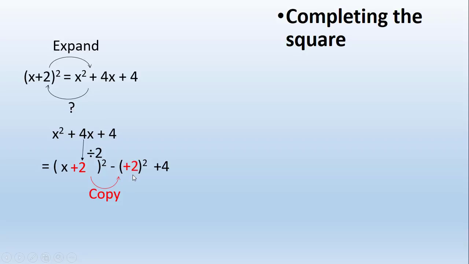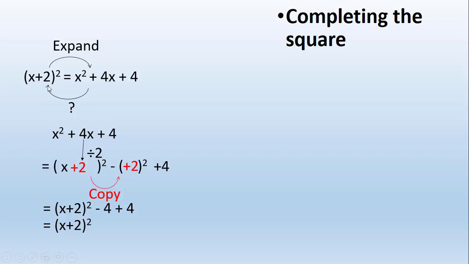Then what you need to do next is just expand the bracket. This bracket you leave. Then you just expand all the rest at the back. So you get minus 4 plus 4. Then you end up getting (x + 2) squared, which is the same as the starting point.